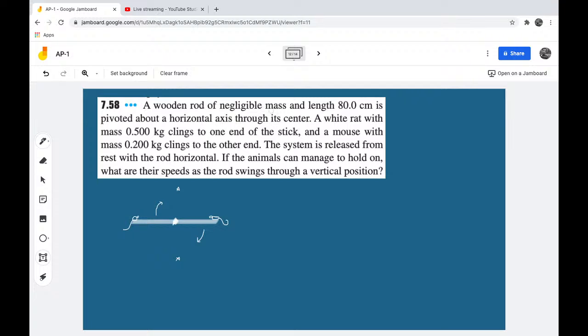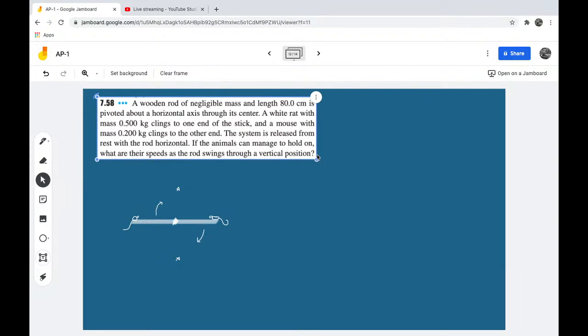Remember that the rod has negligible mass. If a part of a system has negligible mass, then its kinetic energy becomes negligible, because kinetic energy is half mv square. So even though it has speed, if mass is negligible, the kinetic energy becomes negligible. So you can ignore the kinetic energy of the rod. You have to just focus on the kinetic energy of the rat and the mouse.